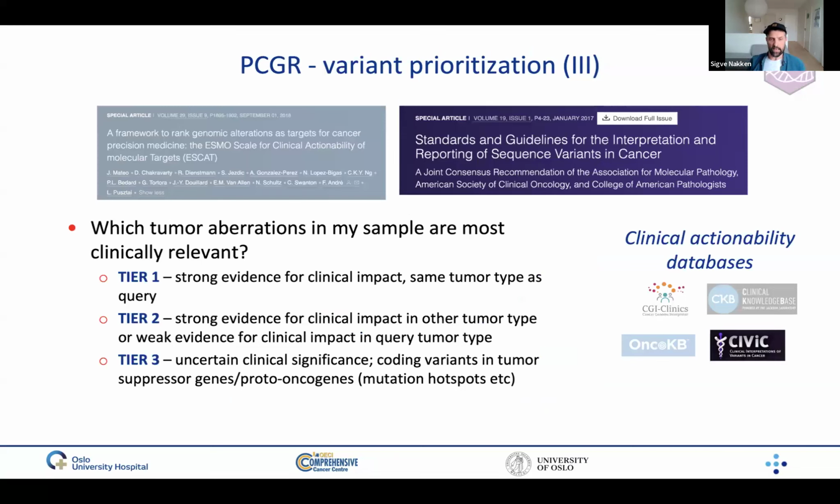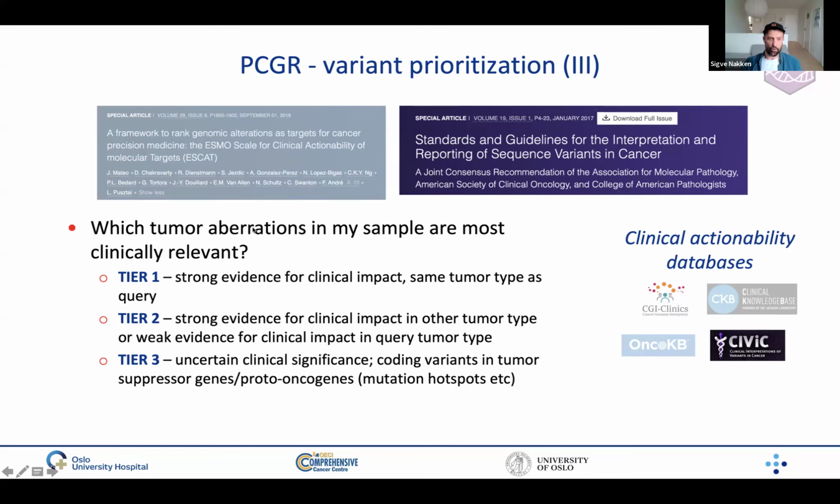As the second axis of prioritization, we do an actionability classification. There are not only guidelines proposed by the ACMG and AMP, but also the ESMO scale from the European side. But we have realized that it's easier to implement the American guidelines simply because they fit better to the data found within the clinical actionability databases. So this is why we have so far only concentrated on the ACMG and AMP guidelines.